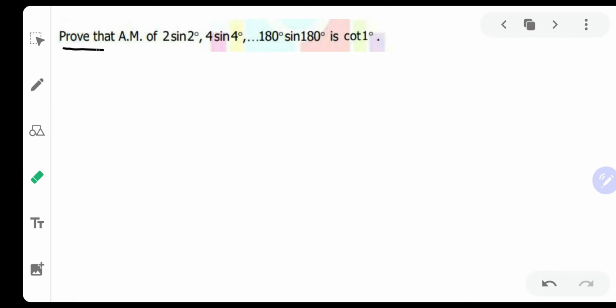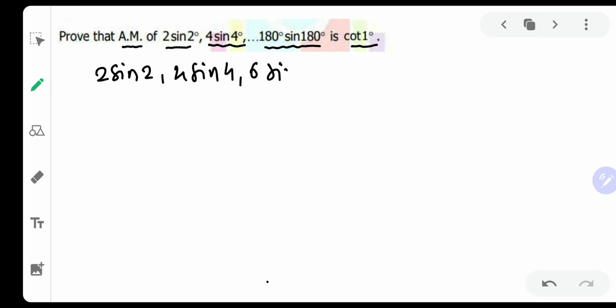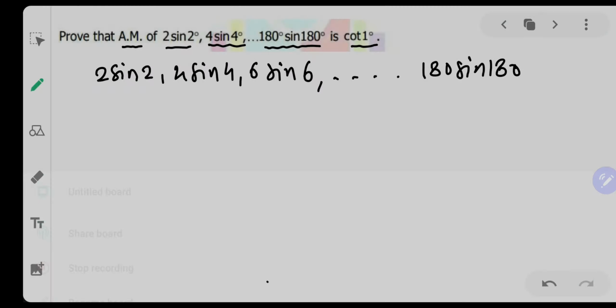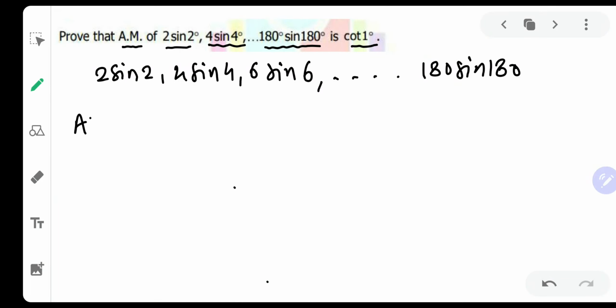Now one of our students has asked this question: prove that the AM of 2 sin 2, 4 sin 4 and 180 sin 180 is cot 1. Basically it's a series which starts from 2 sin 2, 4 sin 4, 6 sin 6 and so on up to 180 sin 180. Now what you need to understand is what is actually AM.